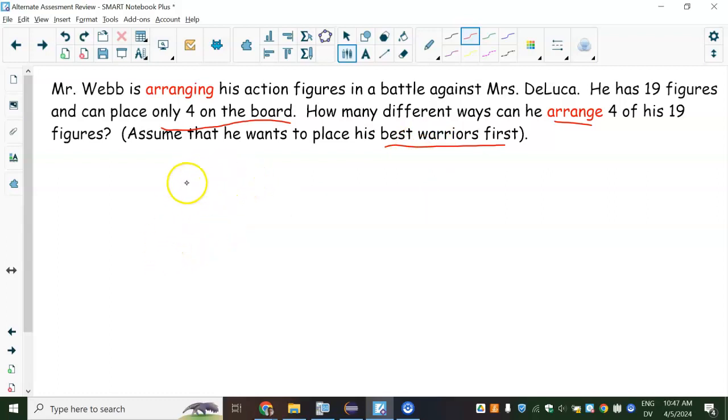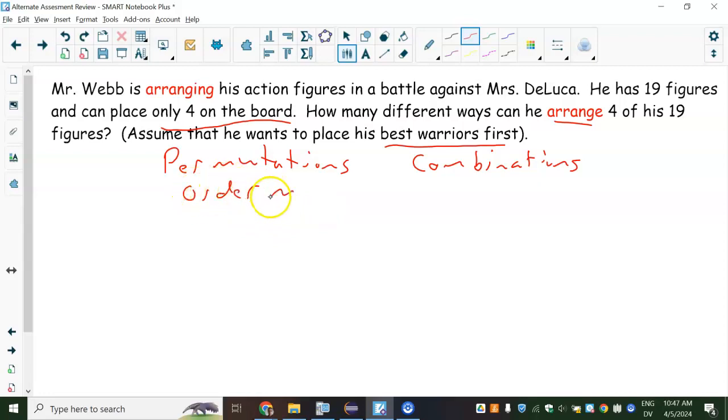Hopefully I had a chance to try it. So this is an example of permutations or combinations, when you're picking 4 out of 19, so many out of one category. It's either permutations or combinations, and the difference is whether the order matters or not. Here order matters because he wants to win this battle, so he needs to put them in a way that gives his warriors the best chance to win. And when they say arrange or arranging, that normally means order matters.